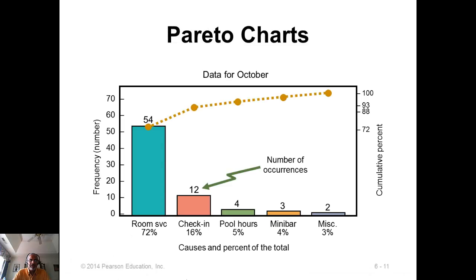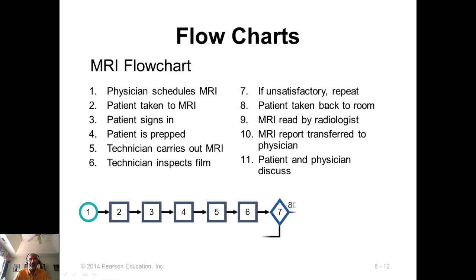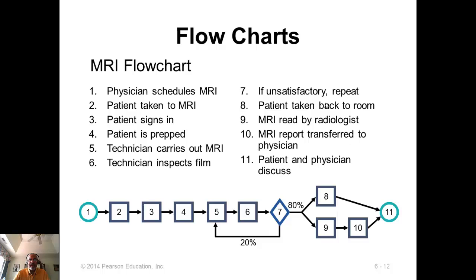Pareto chart. So we have room service in a hotel. Okay, number of complaints, room SVC, check-in problems, pool hours, mini bar, and miscellaneous. So you see the complaints that the management has received from guests. Okay, and cumulative chart. Okay, here is the flow chart for an MRI visit by patients. Okay, what are the different steps and decision point?